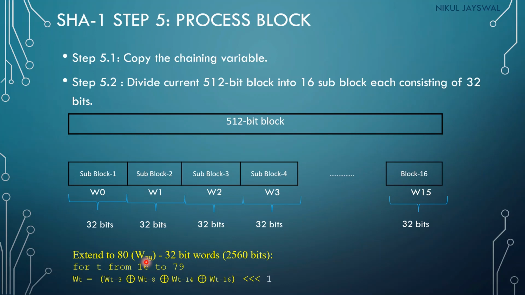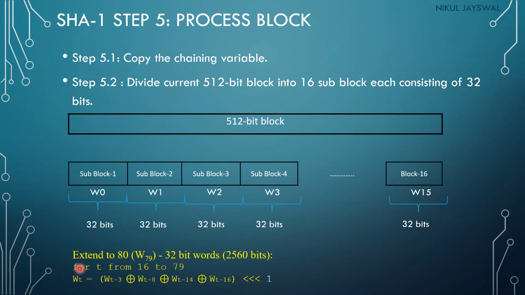Clear? So we need to convert this 512-bit block into 2560 bits. Our initial size of the block will be 512 bits, but the final block will be 2560 bits. Clear? So we already have the 16 words, but we need 80 words, that is up to word 79. So from 16 to 79, this is the formula to identify the next words.